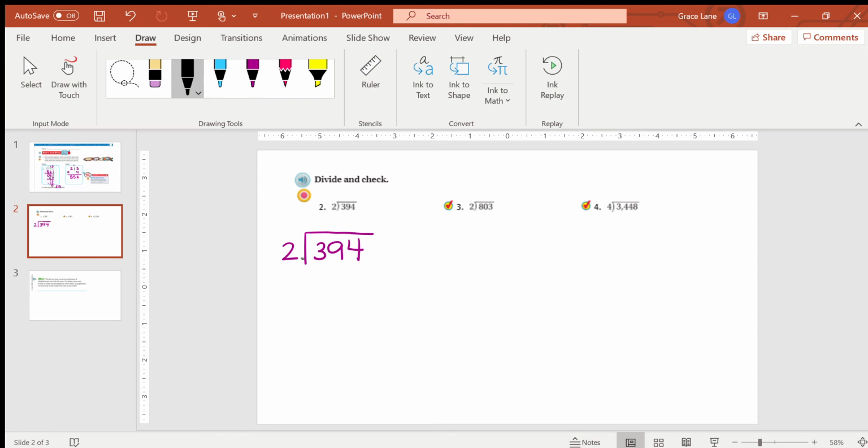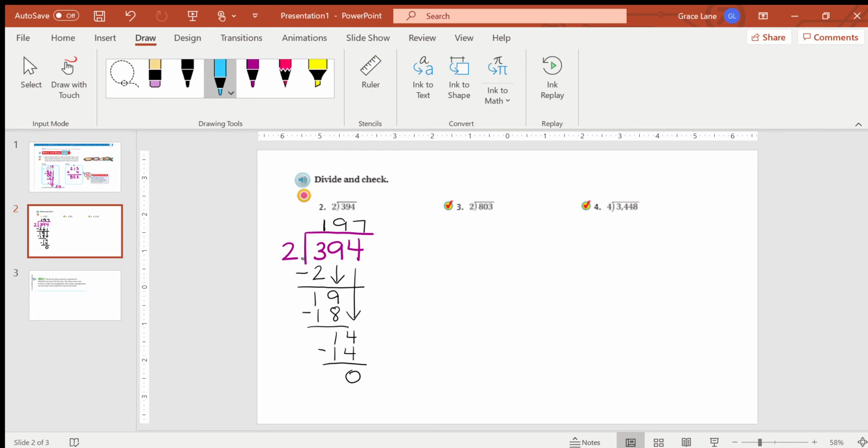Okay, so 3 divided by 2 is 1. Multiply and you subtract. Get 1 left over. Bring the 9 down. 19 divided by 2 is 9. 9 times 2 is 18. You have 1 left over. Finally, bring the 4 down. 14 divided by 2 would be 7. Okay, so I think my answer is 197.